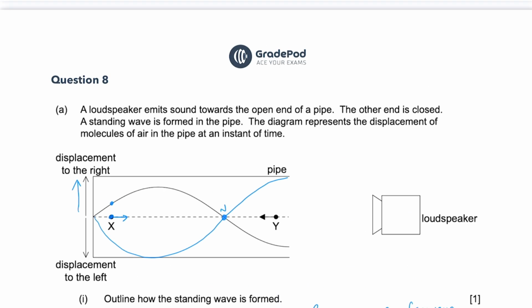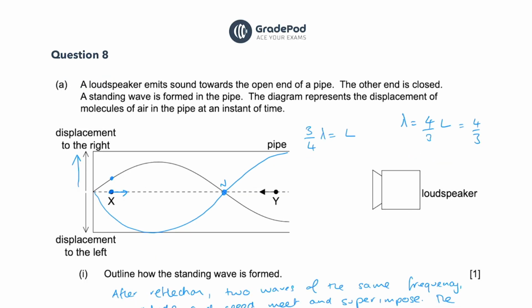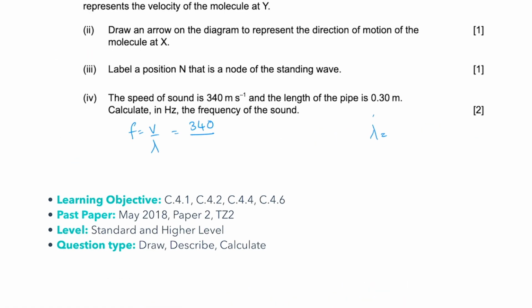The simplest way to do this is recognise that the length of tube is equal to 3/4 of the wavelength. Therefore, the wavelength is equal to 4/3 of the length. So that gives us 4 over 3 times 0.3. So we've got 4 over 3 times 0.3, which gives us a value of 850 hertz.